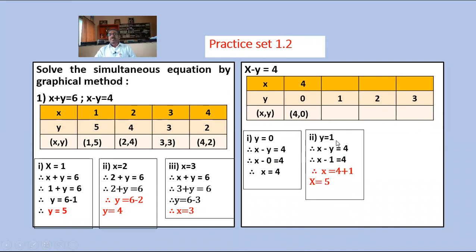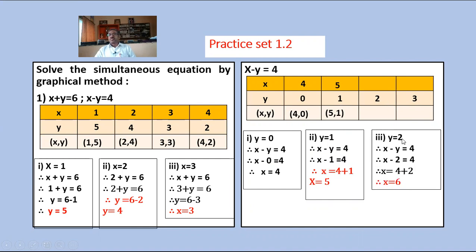If we put y is equal to 1, then we get the value of x. X minus y is equal to 4, x minus 1 is equal to 4, minus 1 goes to the RHS side, then we get x is equal to 4 plus 1, which is 5. Therefore, the coordinate point is 5, 1.